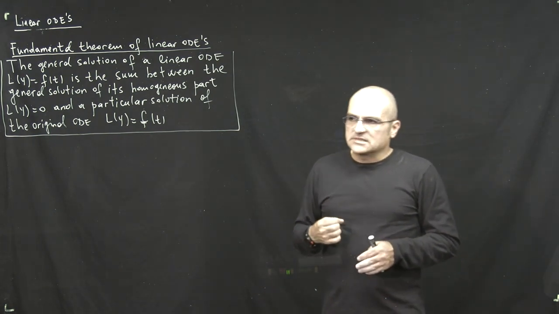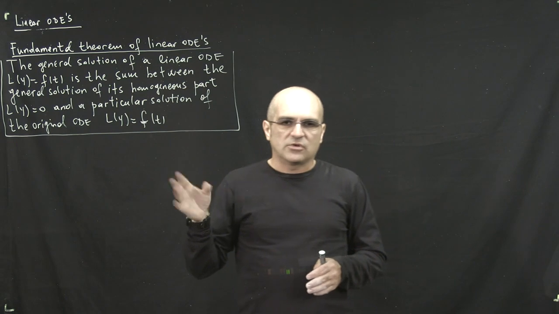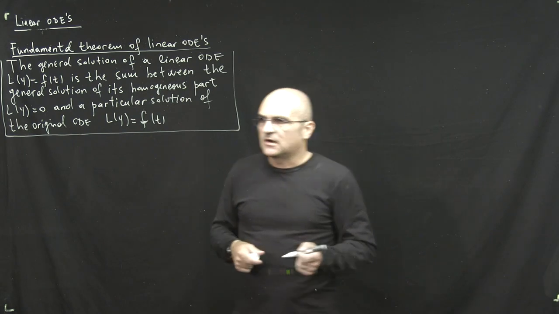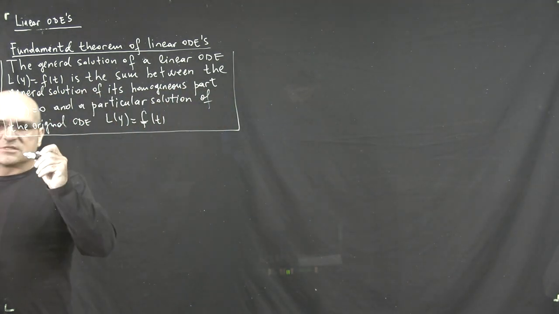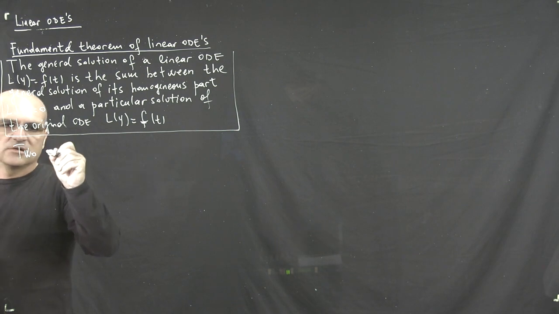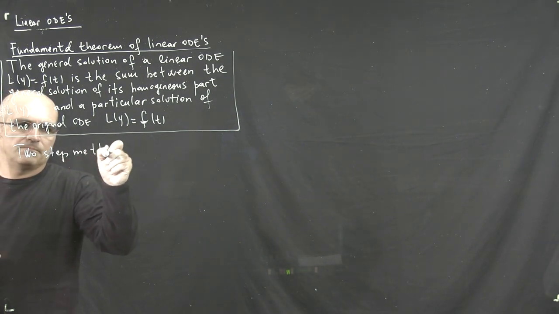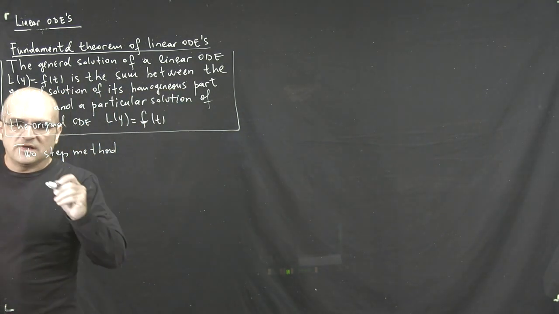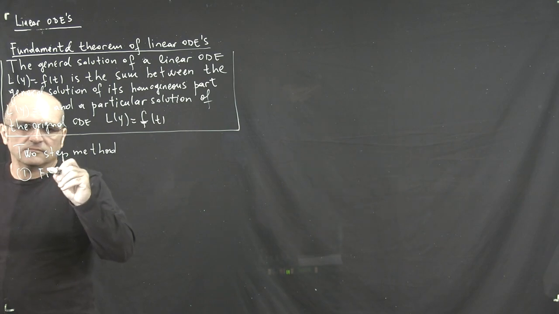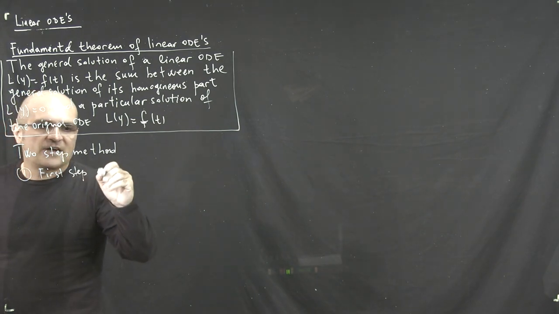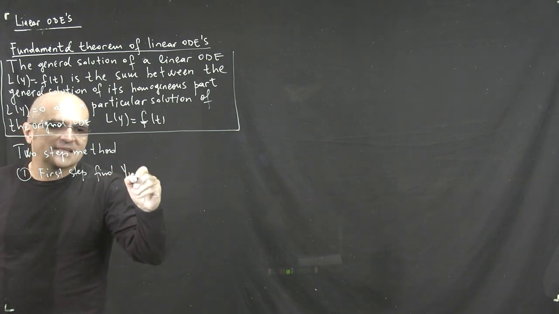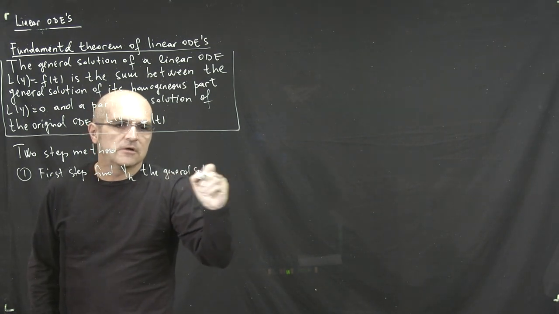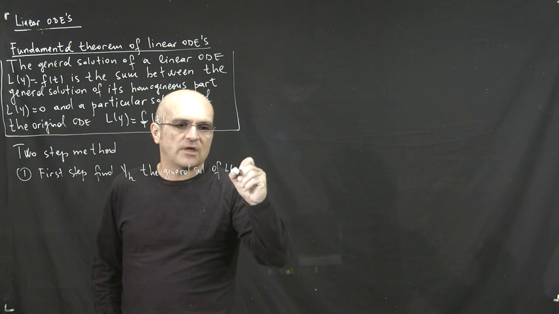So I'm going to illustrate this theorem, which is also called the two-step method, with a very simple example that you already know how to handle based on what we discussed so far. So this theorem basically suggests an approach called the two-step method of solving a linear ODE. In the first step, you find y sub h, the general solution of the homogeneous part, L of y equals 0.